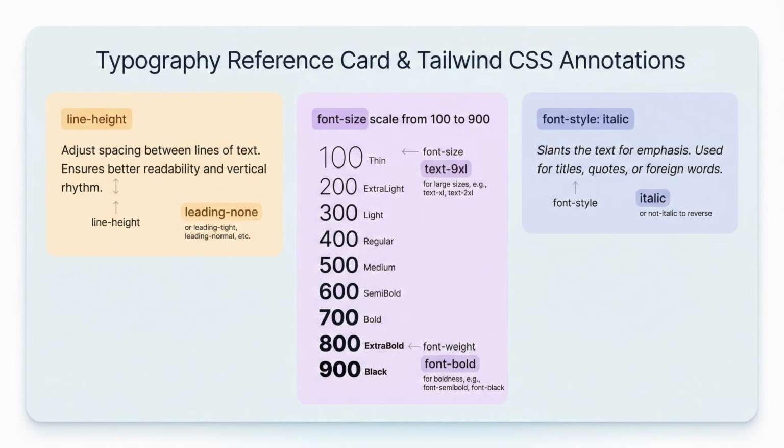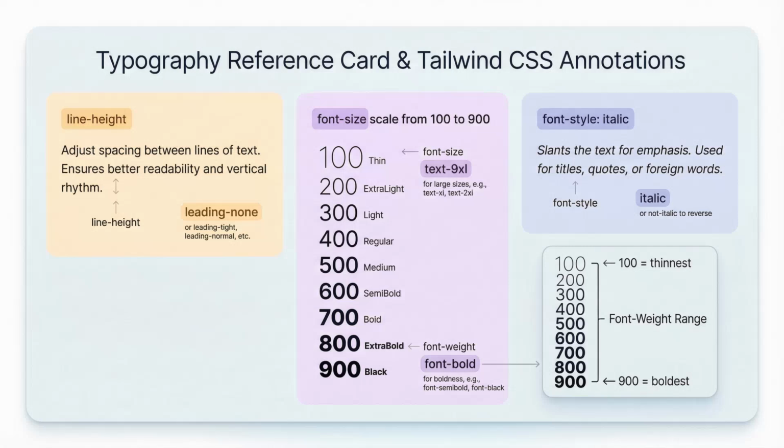Let's talk about typography utilities in Tailwind. The instructor explains that leading none removes the line height, meaning if you had a line height applied, it disappears. Line height and line spacing are essentially the same concept. Font weight in Tailwind ranges from 100 to 900, where 900 is the boldest, and as you go lower, the text gets progressively thinner. This weight scale is something worth memorizing.